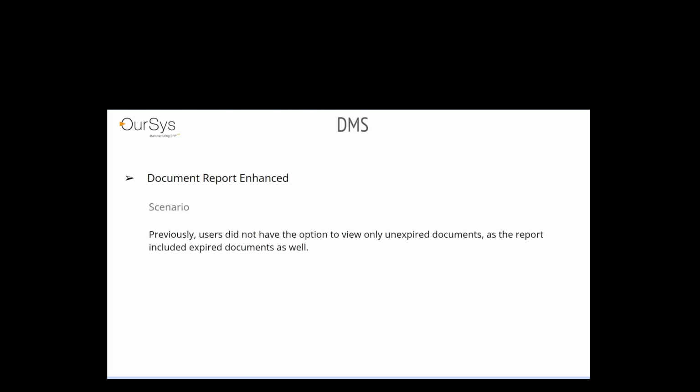Under DMS, okay, so this is the next module, document report enhanced. Before, we did not have an option to view the documents which are expired. The report used to display both expired as well as unexpired documents. So now in this version we have added an option for the user to filter the document reports in the DMS by their expiry tag.